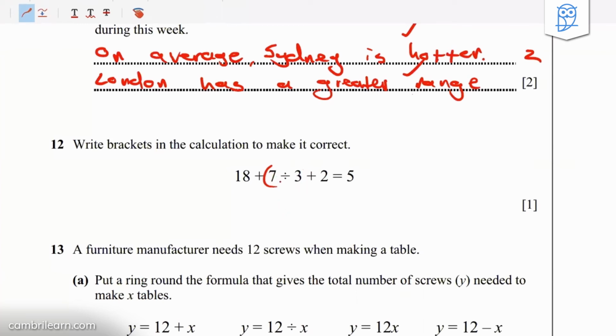Let me just quickly erase that. 18 plus 7 is equal to 25, so this gives me a value of 25. And this divided by 3 plus 2, which is equal to 5, gives me 5. So they are my brackets.